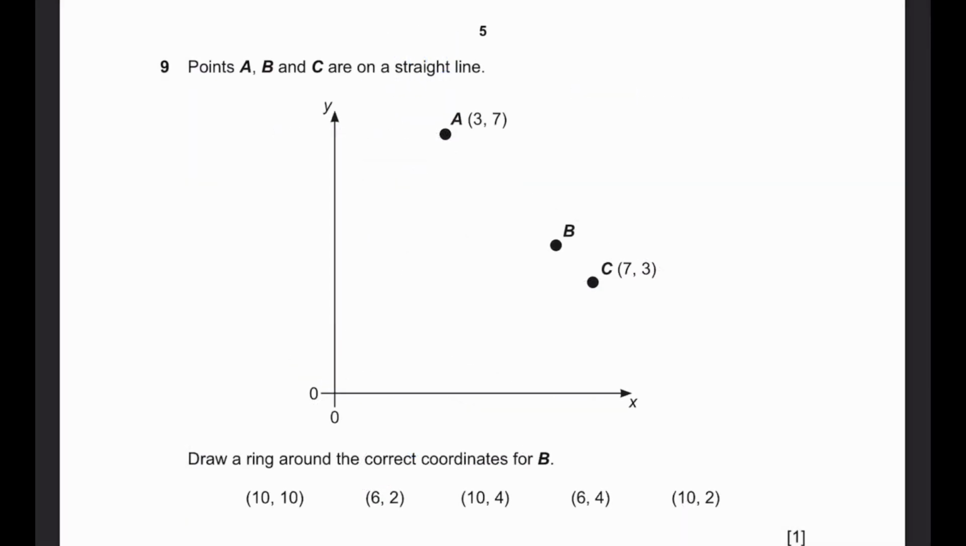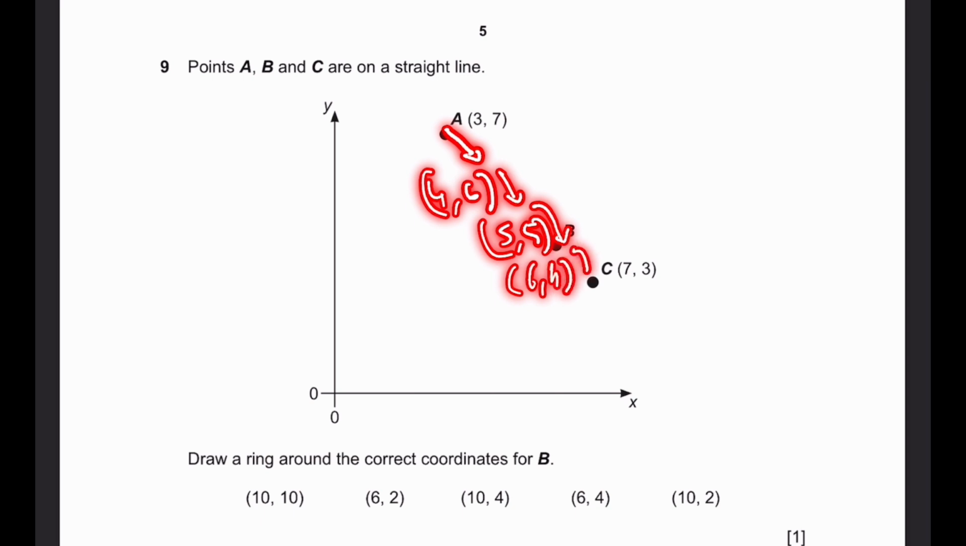Points A, B, and C are on a straight line. Draw a ring around the correct coordinates for B. So if there's a straight line that passes through 3, 7 and 7, 3, that means it'll go from 3, 7 to 4, 6, 5, 5, and then B is going to be 6, 4 before going to 7, 3.